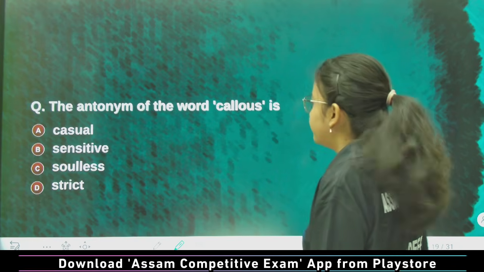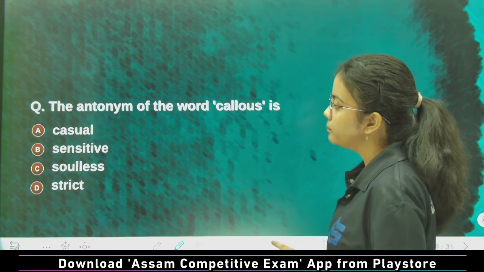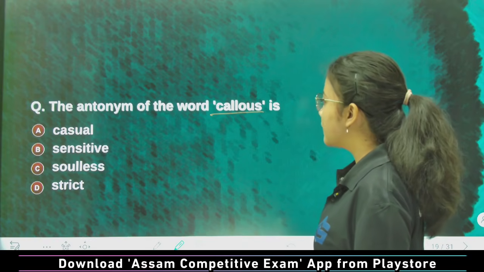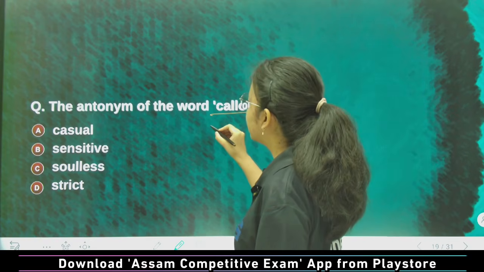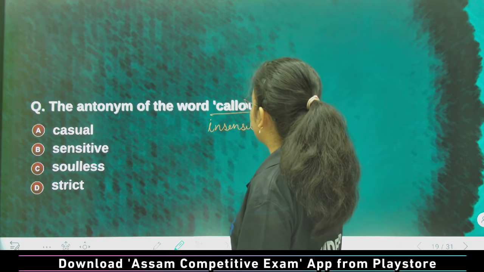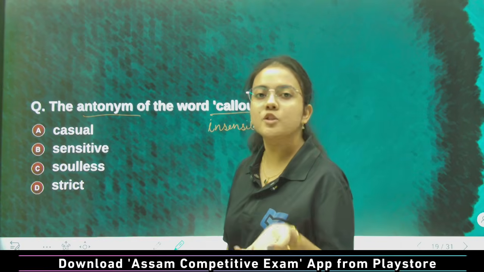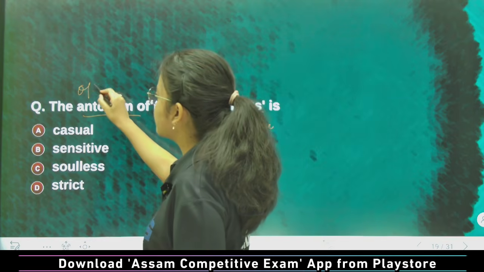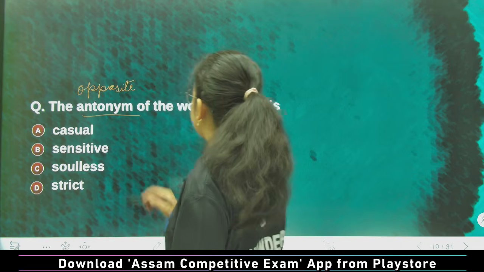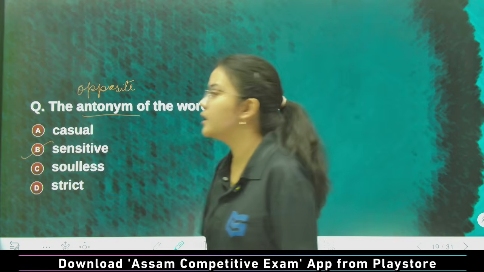Next, the antonym of the word callous is A, casual, B, sensitive, C, soulless, D, strict. Now the term callous means insensitive. Antonym means opposite word. So since callous means insensitive, what will be its opposite? Sensitive. So sensitive is the correct answer.